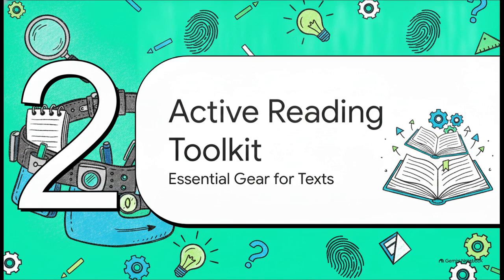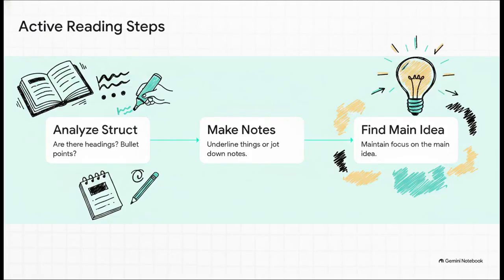Moving right along to Section 2, the Active Reading Toolkit. This is your essential gear for decoding texts. Now, you wouldn't walk into a complex crime scene completely empty-handed, right? And you shouldn't walk into a wall of nonfiction text without your gear either. The crucial point here is to use active reading techniques like analyzing the structure and physically making notes so you stay highly focused on the details.